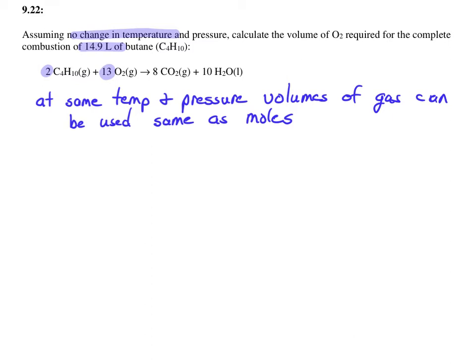So we start with 14.9 liters of butane. According to our balanced chemical equation, every 2 liters of butane is going to require 13 liters of oxygen gas to react. Let's look at our units. Our liters of butane cancel out, and we directly have our volume of oxygen.